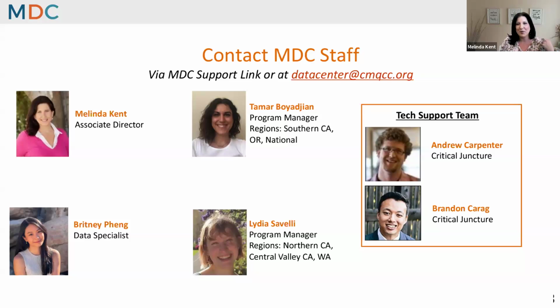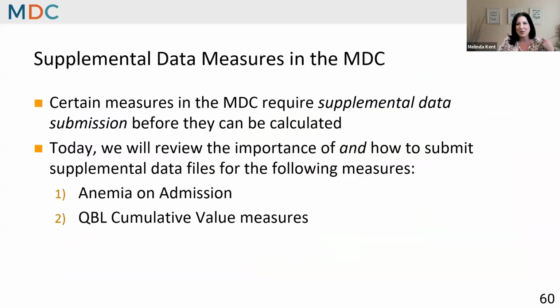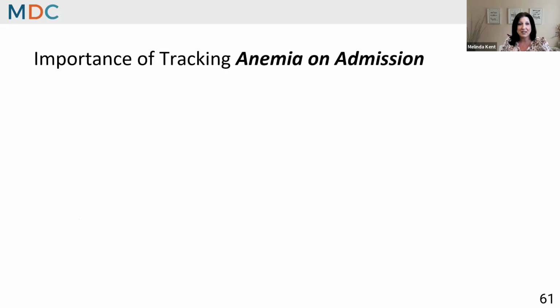So let's start with supplemental data measures in the MDC. The supplemental data measures in the MDC are individual. There's only certain measures that require supplemental data submission before they can be calculated. About 80% of the measures are automatically calculated, but the other ones do need supplemental data submission. Today, we're going to review the importance of and how to submit supplemental data files for the following measures: 1, anemia on admission, and 2, QBL cumulative value measures.